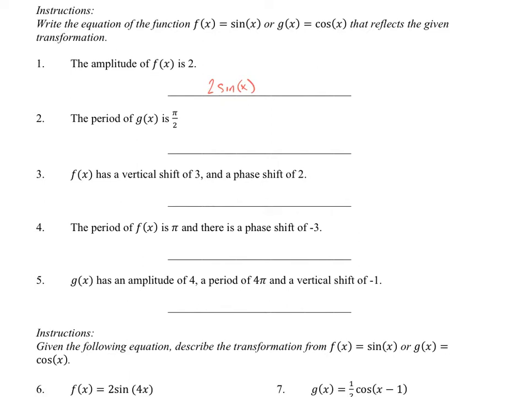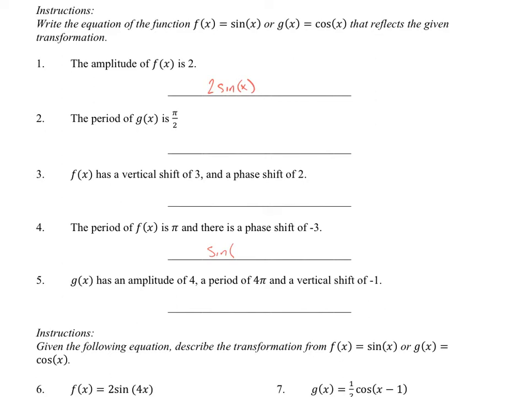Let's talk about number 4. Number 4 says the period of f of x is now pi, and there's a phase shift of -3. So if our regular f of x is sine of x, now it's the inside of this parenthesis that's going to get adjusted. So the phase shift is -3.